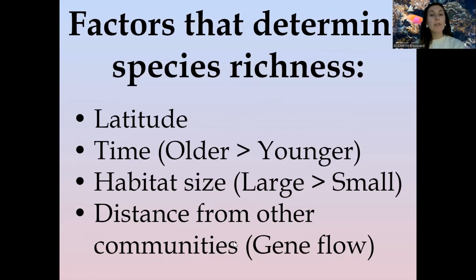Finally, the distance from other communities. If I have a very isolated area, that means I'm only relying on, let's say, mutations to really have that rate of speciation in the area, versus if I have a population that's really close to other populations. So if I have a population that's close to a lot of other populations, then I can experience that gene flow, genes flowing into and out of an area. That's also going to affect species richness because I'm having new traits added into the area.